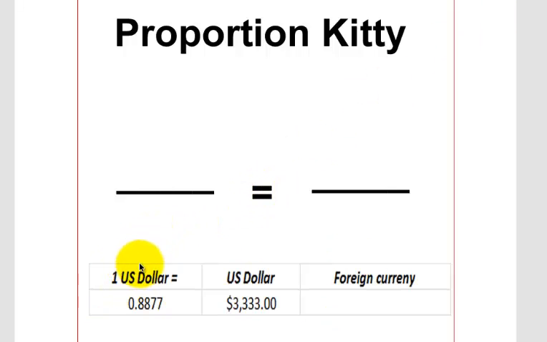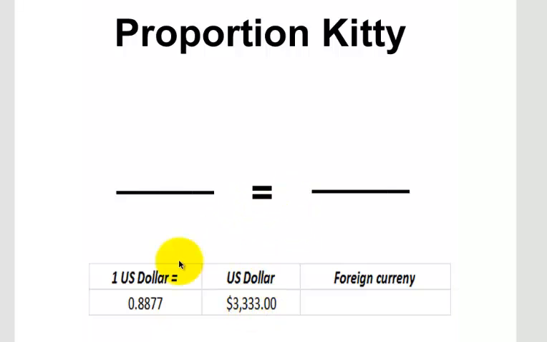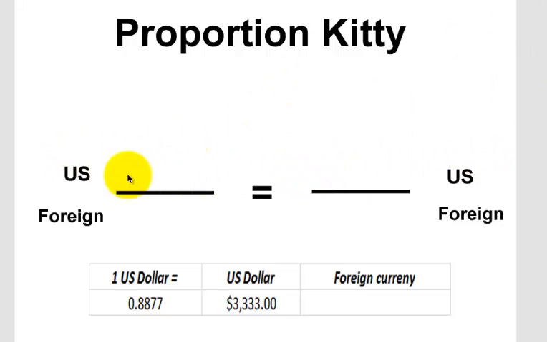So $1 equals 0.8877. I think these are the francs. It doesn't make any difference. And you spent 33,333 bucks. So Proportion Kitty comes to the rescue. We're going to use the top parts of both of these ratios to represent the US figures. So the US dollars is going to be on the top of the proportion, and the foreign currency is going to be on the bottom.